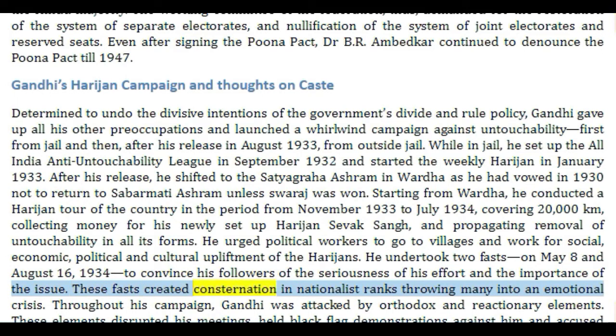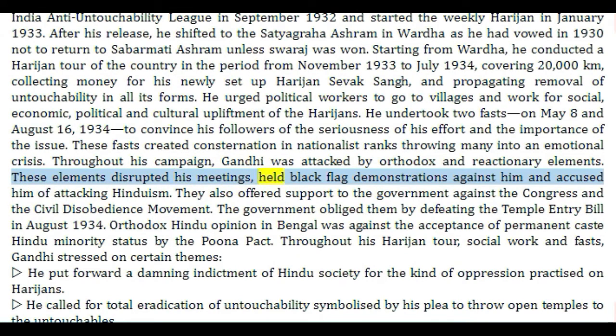These fasts created consternation in nationalist ranks, throwing many into an emotional crisis. Throughout his campaign, Gandhi was attacked by orthodox and reactionary elements. These elements disrupted his meetings, held black flag demonstrations against him, and accused him of attacking Hinduism. They also offered support to the government against the Congress and the civil disobedience movement. The government obliged them by defeating the Temple Entry Bill in August 1934. Orthodox Hindu opinion in Bengal was against the acceptance of permanent caste Hindu minority status by the Pune Pact.